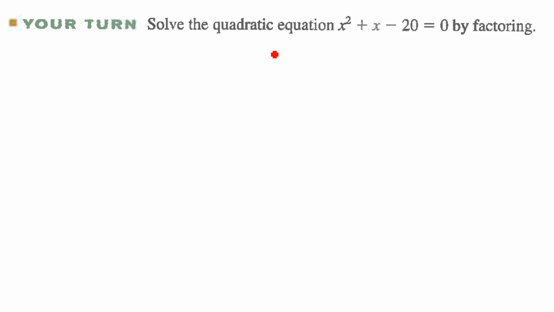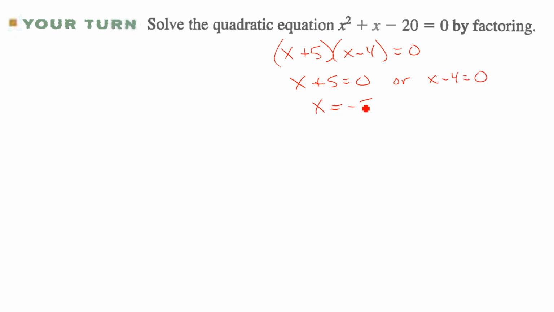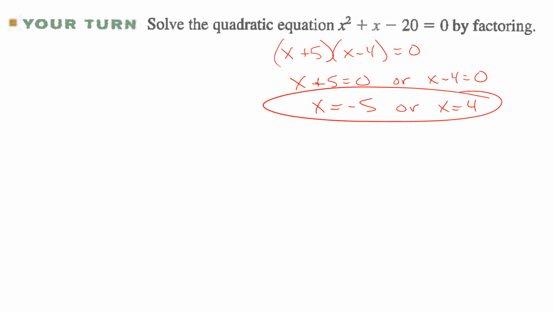So how does this factor? We should multiply to x plus 5 and x minus 4 equals 0. So x plus 5 equals 0, or x minus 4 equals 0. So x equals negative 5, or x equals 4.